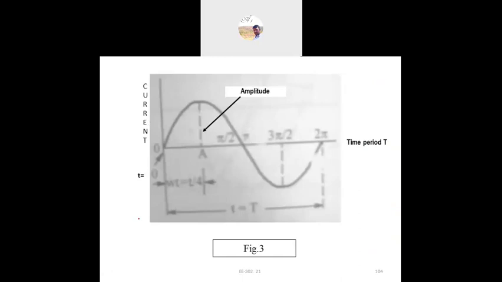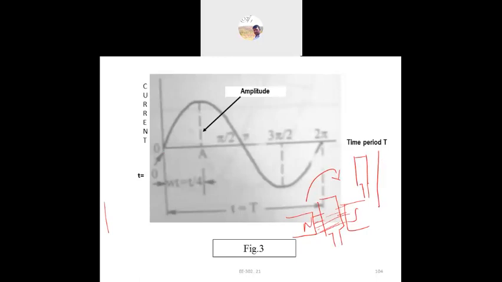Suppose we place it like this: we have the north pole and south pole, and a conductor is placed here. If we start rotating it, what will happen? In the first situation the voltage is 0. Then the rotation takes place.